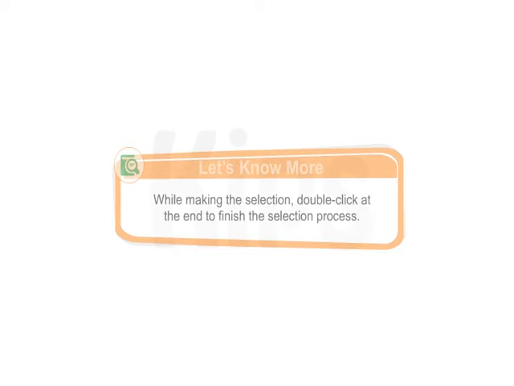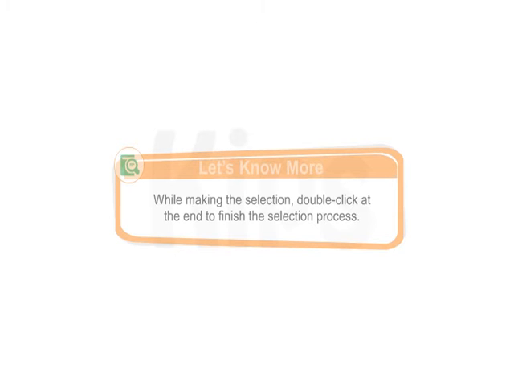Time for fact file. Point and hold the mouse pointer on any tool to know its name and keyboard shortcut. Students know that you will notice a small black triangle at the bottom right corner of some tools. It indicates that the tool has a hidden submenu. Click on it to view these options.